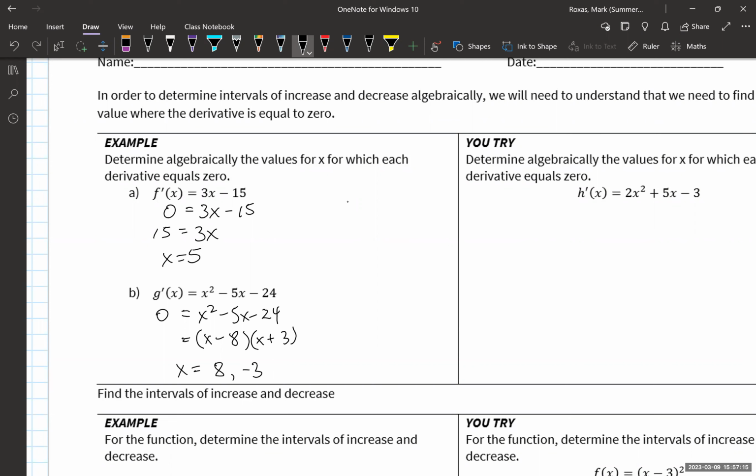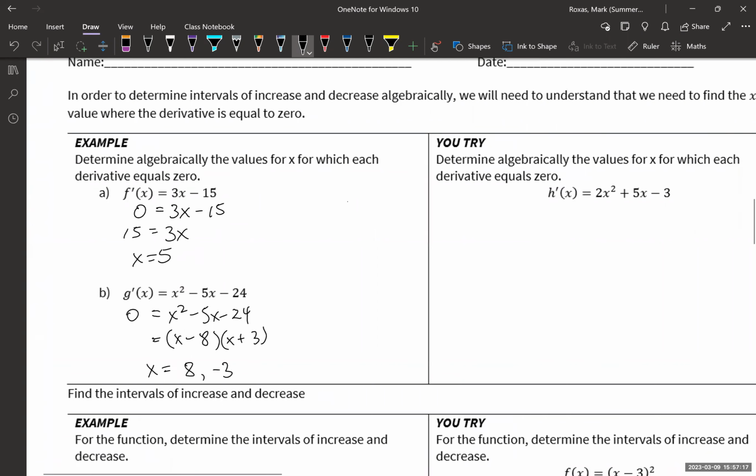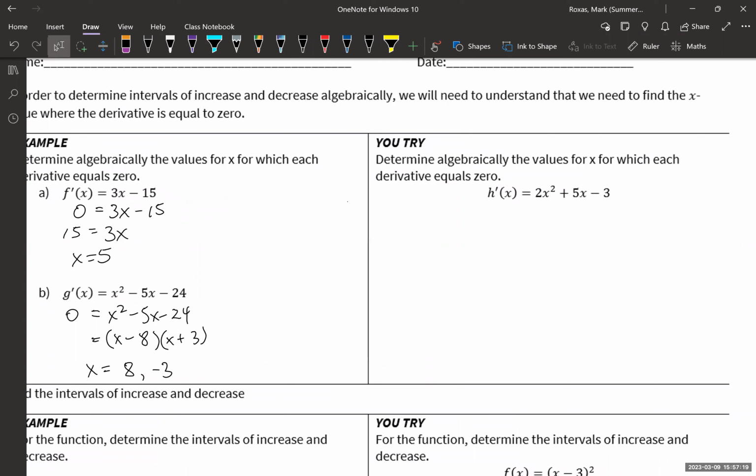So you try, take a moment, pause the video, you try the one on the right-hand side. Okay, so hopefully you had a chance to try that. So when you set that equal to 0 and you factor the left side, we get (2x minus 1)(x plus 3). And solving for x, we get x equals 1/2 or x equals negative 3. Okay, all right, so let's go on.